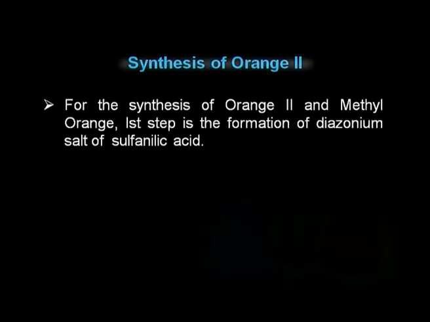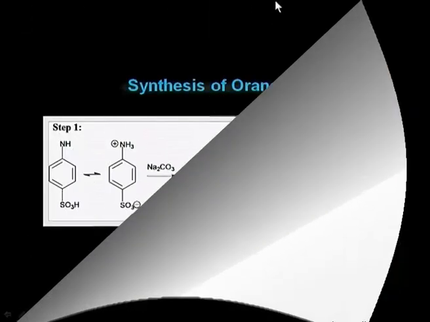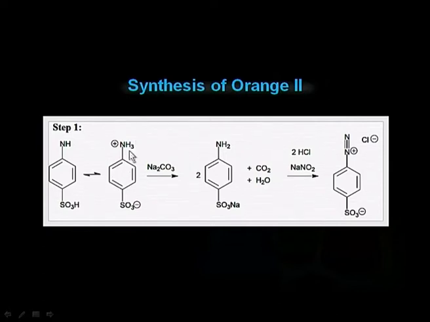So, for the synthesis of orange 2 dye and methyl orange, the first step, that is the formation of diazonium salt of sulfanilic acid, is the same. Sulfanilic acid exists as a zwitterion in aqueous solution. Zwitterion means that within the same molecule we have a positively charged center as well as a negatively charged center. So, this sulfanilic acid which we are going to use for the synthesis of methyl orange and orange 2 dye exists in the form of zwitterion.